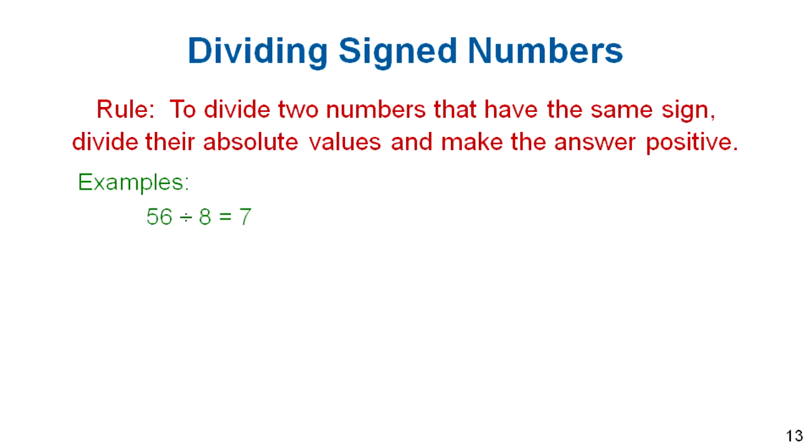To divide two numbers with the same sign, you can divide their absolute values and make the answer positive. So, for example, 56 divided by 8 is equal to 7 because, of course, you can split the 56 positives up into 7 equal groups with 8 positives in each group, or 8 equal groups with 7 positives in each group.